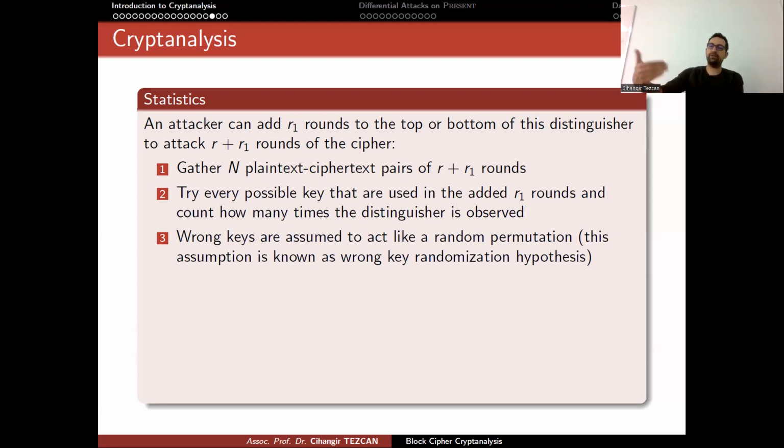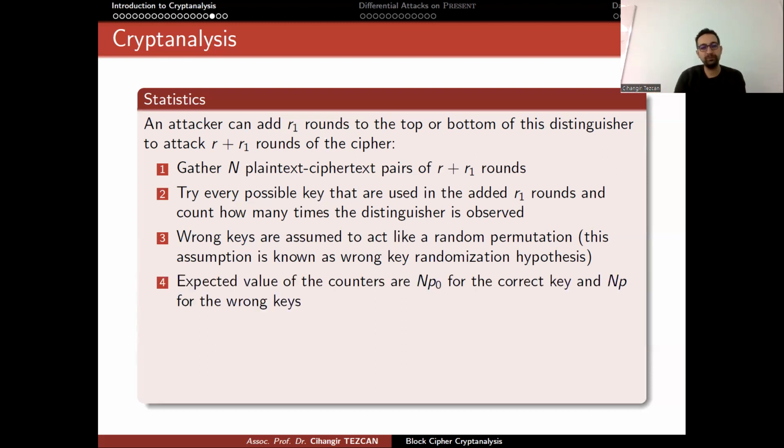Since you are going to try every possible key, for a wrong key, once you perform partial encryption or decryption, there's no reason for you to see the distinguisher with high probability. Because for a random permutation, you were supposed to see it with probability P. For the correct one, you were supposed to see it with probability P0. Okay, so only for the correct key, we assume that we will see it with probability P0, and for all of the wrong keys, the probability will be P. So this is a hypothesis. Actually, this hypothesis is not correct, but in practice, it works.